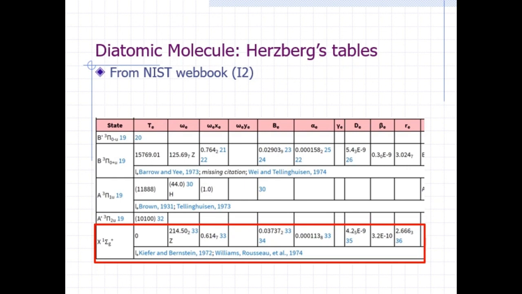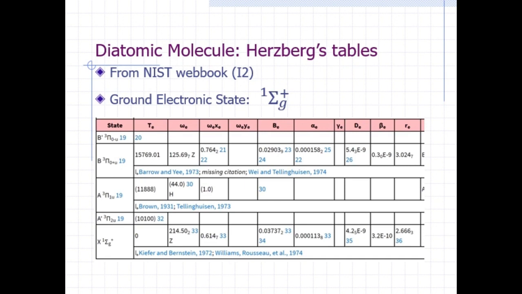The leftmost column gives the name of the electronic state. By convention, the ground electronic state is called the X state. Additional information about the electronic wave functions is also given as part of the name. For I2, the X state is a singlet sigma g+. We'll talk more about what this means later.